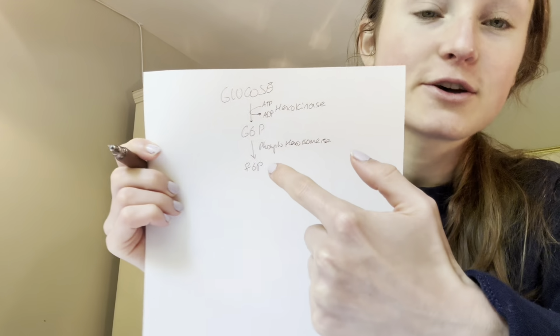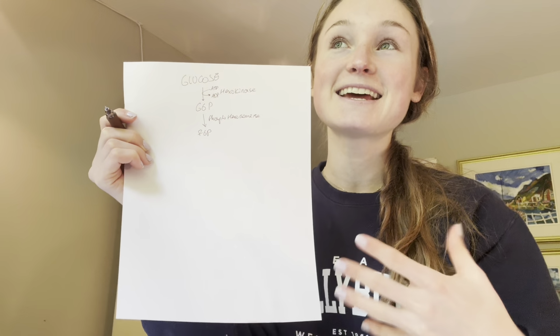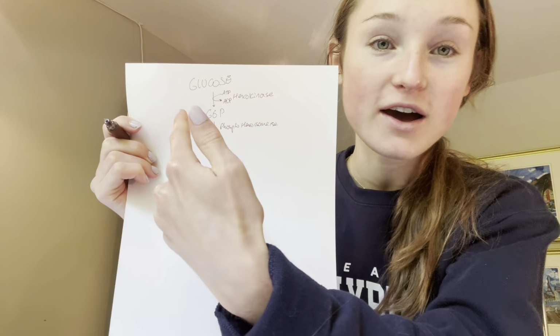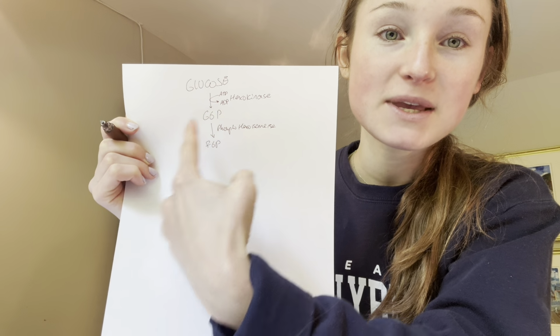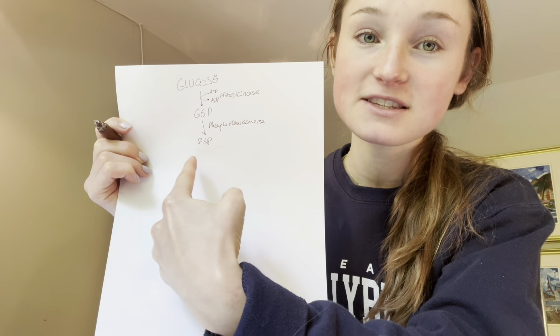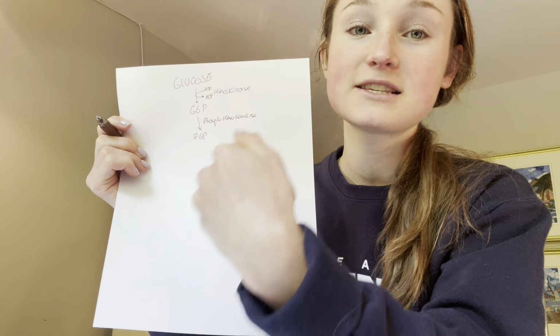After we have glucose 6-phosphate, we then use phosphohexoisomerase. That's an enzyme. You can guess what phosphohexoisomerase does. It isomerizes phosphohexoses. So now we've gone from glucose to G6P to F6P. F6P is fructose 6-phosphate.